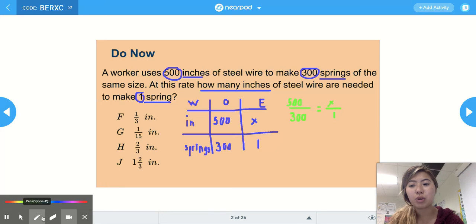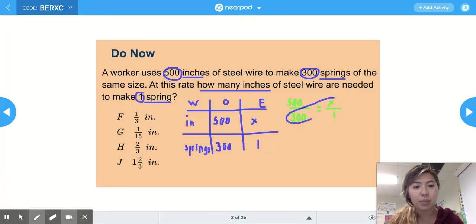Now that we have this proportion, we have to cross multiply and divide. So we're using the butterfly method. We have 500 times 1, which is 500. And then we have 300 times x, which is 300x. And now we want to get the x alone. We want to isolate the variable.